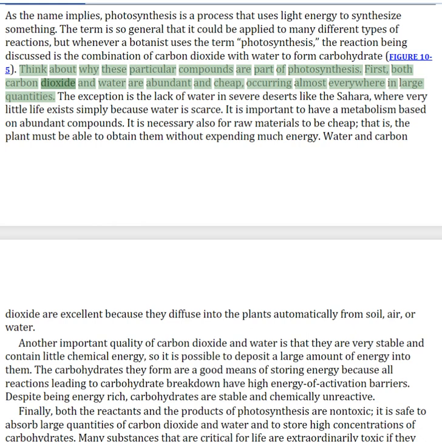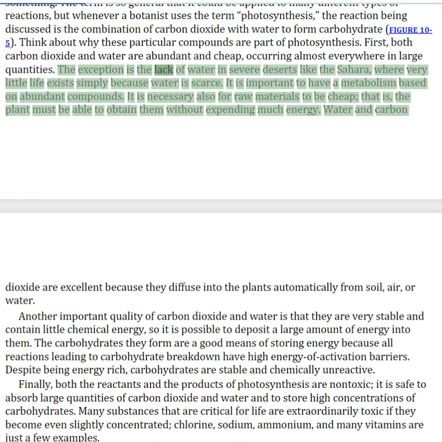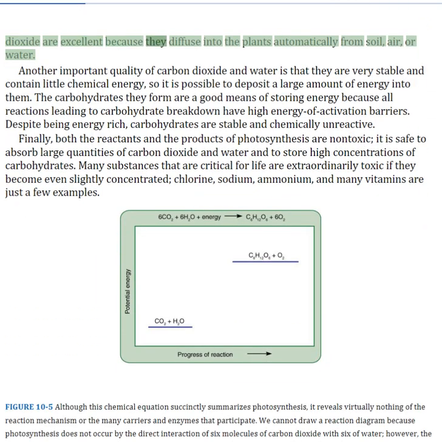First, both carbon dioxide and water are abundant and cheap, occurring almost everywhere in large quantities. The exception is the lack of water in severe deserts like the Sahara, where very little life exists simply because water is scarce. It is important to have a metabolism based on abundant compounds. It is necessary also for raw materials to be cheap, that is, the plant must be able to obtain them without expending much energy. Water and carbon dioxide are excellent because they diffuse into the plants automatically from soil, air, or water.